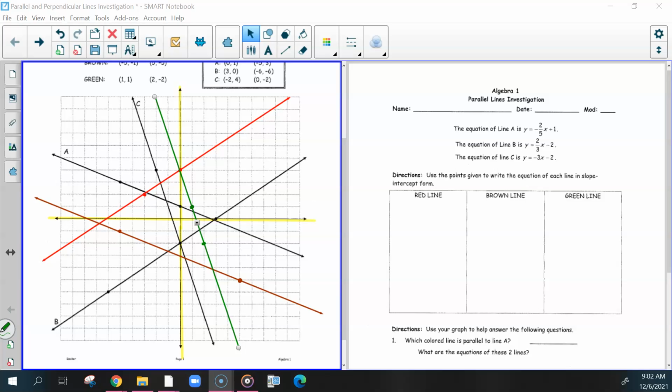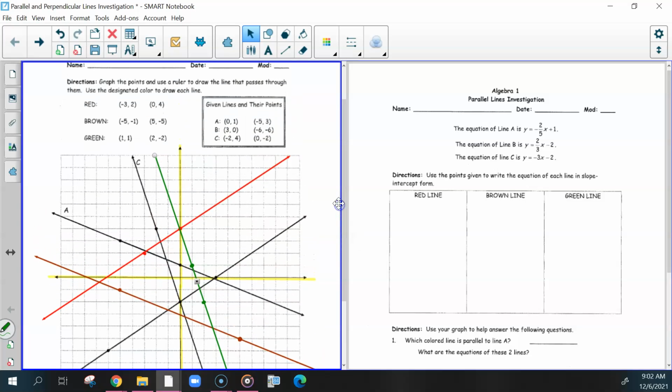But on the next page, it gives us the equation of line A, line B, and line C. Those are the lines that were already given. If you want to color them or outline them, that way you know which one is which, you could definitely do that, but that's not a necessity. The next box asks you to use the points given, so they gave us a little box of points to write the equation of each line.